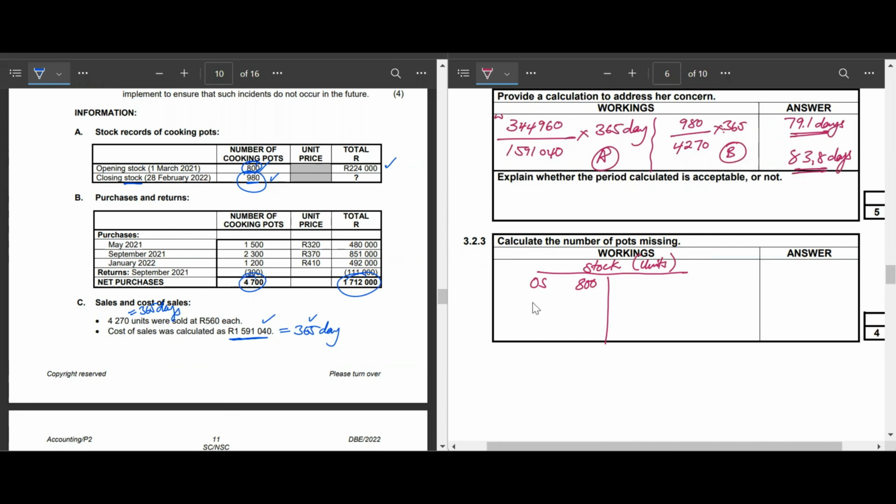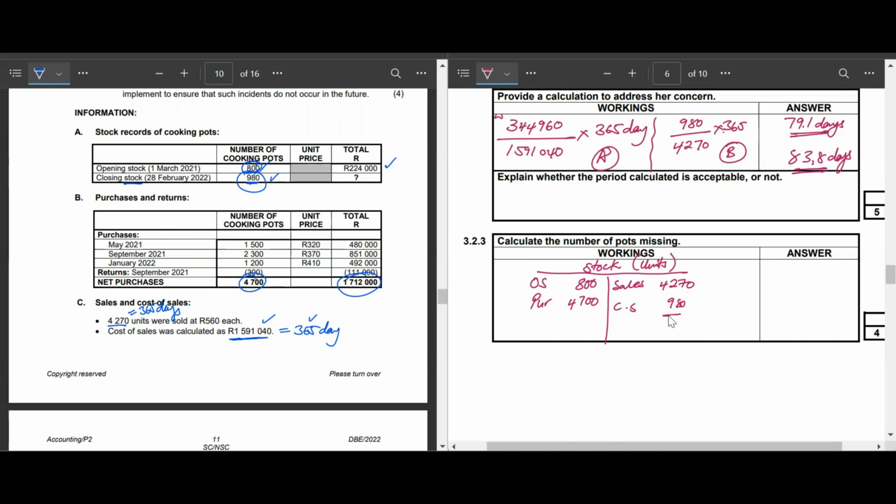Do I have purchases? I'm going to say purchases, and my purchases are 4,700. Then, do I have sales? Did I sell any units? Yes, I sold 4,270. So I say sales, 4,270. Do I have closing stock? My closing stock for this year is 980.